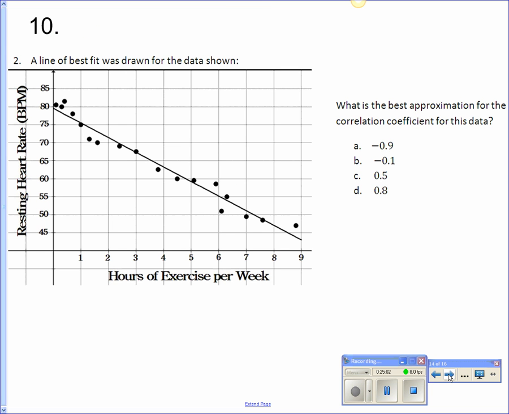All right, last 2 problems. A line of best fit is drawn in the table below. What is the best approximation for the correlation coefficient? So circle that. Correlation coefficient. What does it mean by correlation coefficient? R value. Good. So let's look at this.